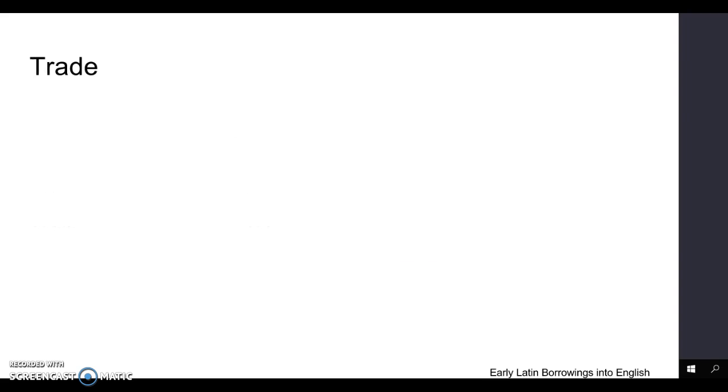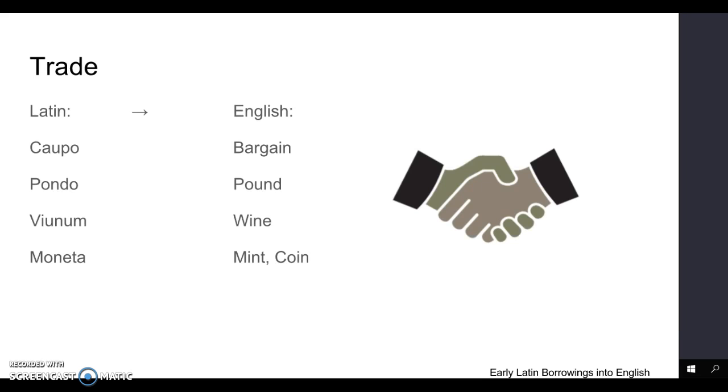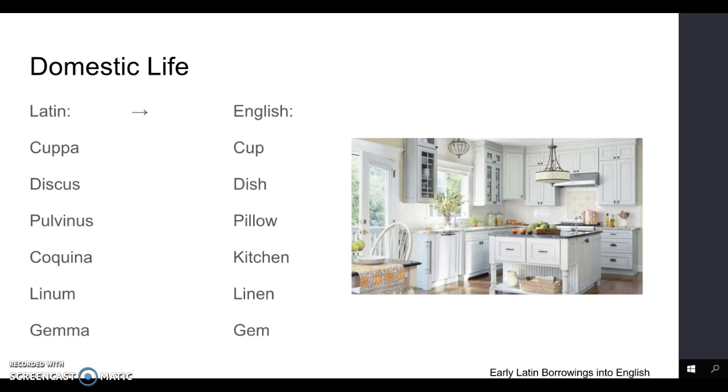There are also many Latin words related to trade that were incorporated. Calpo became bargain, pondo became pound, winum became wine, and moneta became mint or coin. Several words about domestic life were taken from Latin as well. Cuppa turned into cup, discus into dish, pulvinus into pillow, coquina into kitchen, linum into linen, and gemma turned into gem.